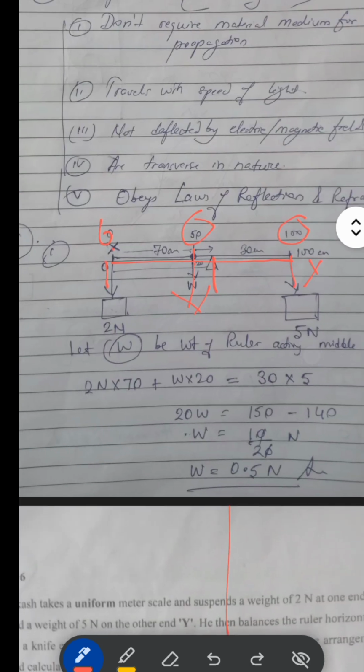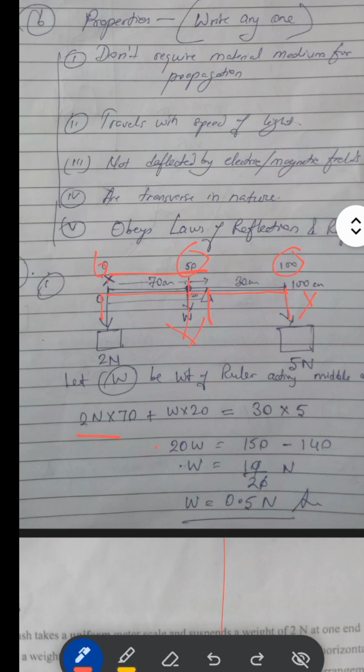That means the left hand side, 2 Newton and distance from the fulcrum 17, plus the weight of the ruler and this distance 20 centimeter, must be equal to the 5 Newton into the distance, that is 30. Okay, so by balancing we got W is equal to 0.5 Newton.